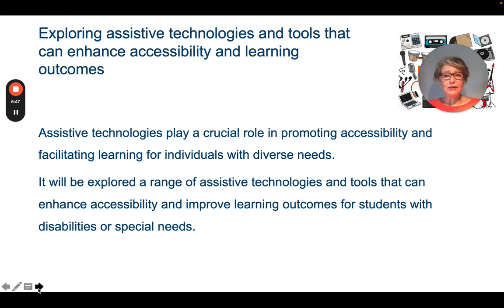Now we explore assistive technologies and tools that can enhance accessibility and learning outcomes. Assistive technologies indeed play a crucial role in promoting accessibility.